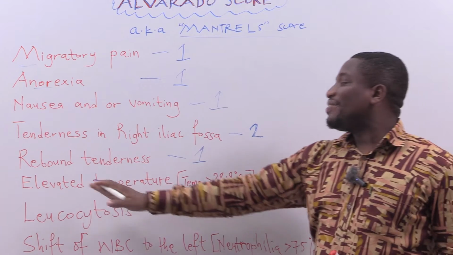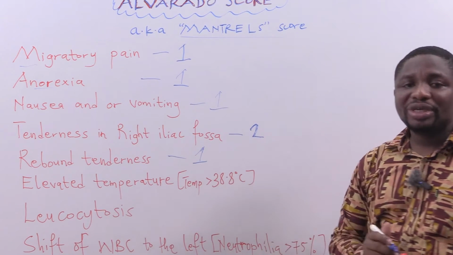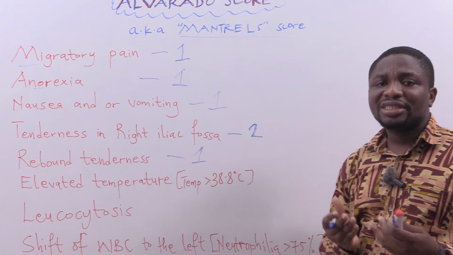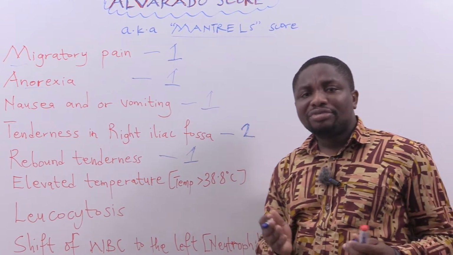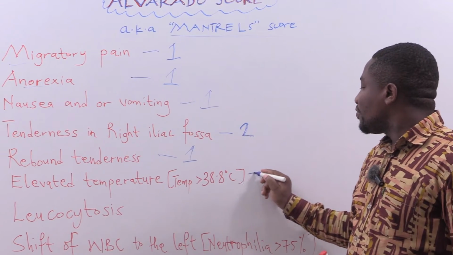The next one is going to be elevated temperature. That is temperature greater than 38.8 degrees Celsius. This one too is non-specific because there are a lot of conditions that can cause the temperature to rise. And if it is so, we'll give a score of 1.